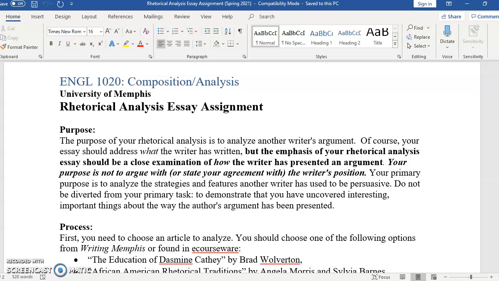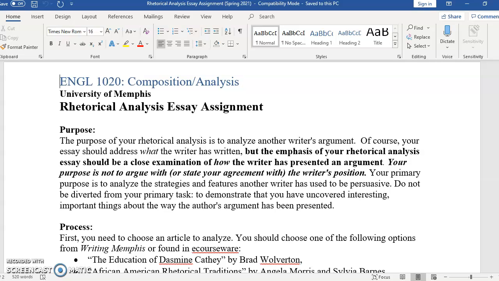To get started here, the purpose of the rhetorical analysis is you are analyzing another writer's argument. And the biggest thing about this essay is that you are focusing on what the writer has written. Okay? The emphasis of the rhetorical analysis should be a close examination of how the writer has presented an argument. One of the reasons that students don't do well on this assignment is if they start to agree or disagree with the writer's position in their paper. That is not what this assignment is asking you to do. You are analyzing the strategies and features another writer has used to be persuasive.